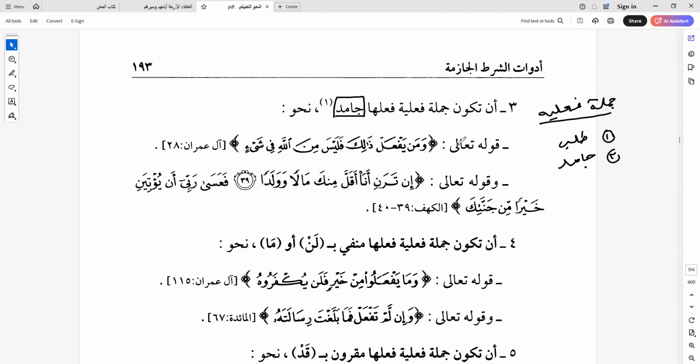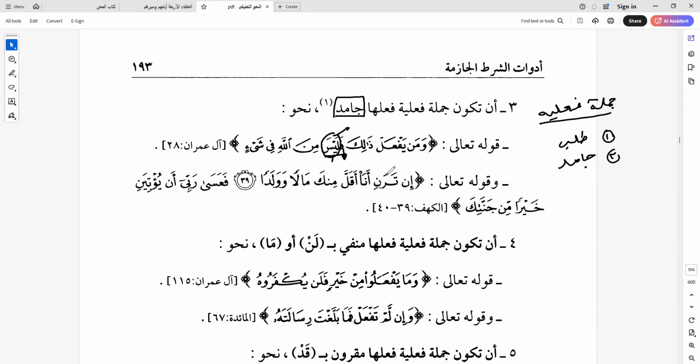Now let's look at an example. وَمَنْ يَفْعَلْ ذَلِكَ فَلَيْسَ. Fa, laysa. Laysa is here. So laysa is fi'l jamid. So we have the fa al-rabt or fa al-jawab. Fa al-jawab is here. فليس من الله في شيء، سورة آل عمران. ومن يفعل ذلك فليس من الله في شيء. So why do we have the fa here? It's because of the laysa. Why? The laysa is fi'l jamid.